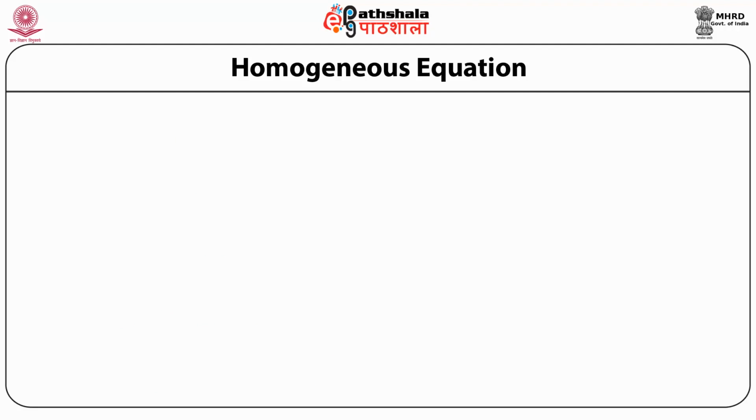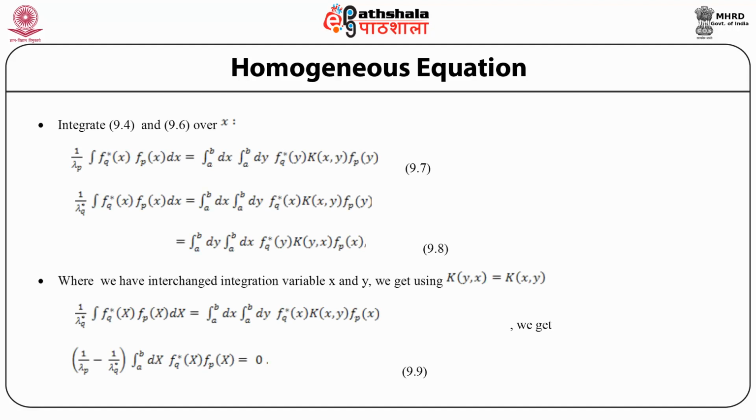Now these two equations which we have obtained each involve a product of the function f_q star with f_p, one with lambda_p in the denominator, another with lambda_q star in the denominator. So we integrate these equations with respect to x. On the right hand side, we get a double integral, an integral over x and an integral over y. The limits of both these integrals are from a to b, and we use the property that the kernel is symmetric, that k of x, y is equal to k of y, x, so we can now interchange the integration variables x and y.